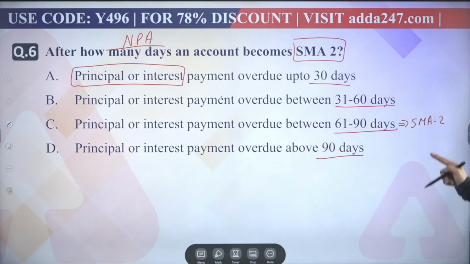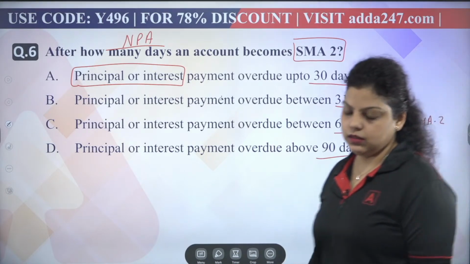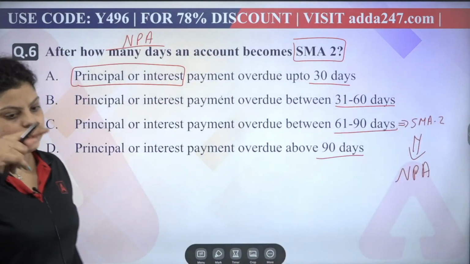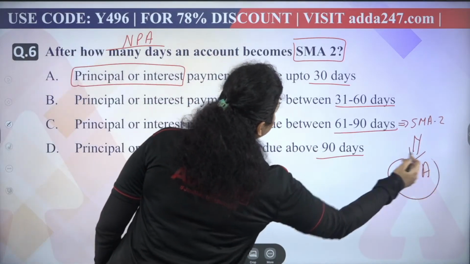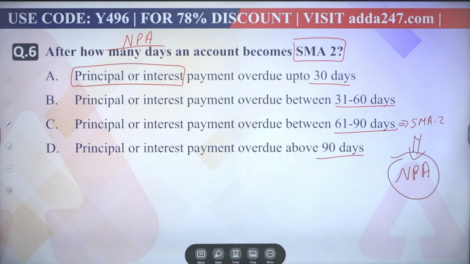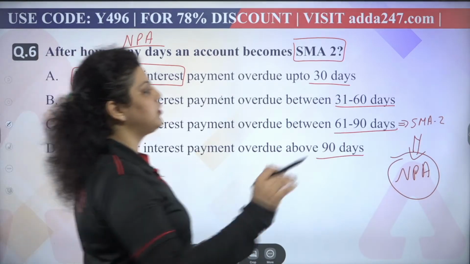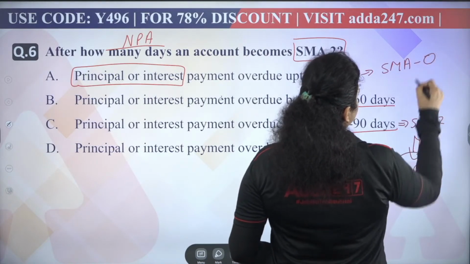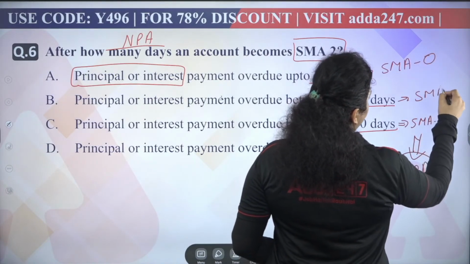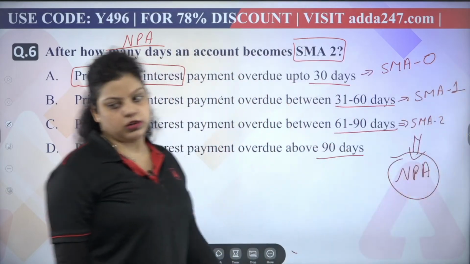After special mention account 2, the loan will go to the NPA, that is non-performing asset. If from 61 to 90 days the customer is not repaying the loan, then it will go to the NPA. So this is a special mention account. If the first installment does not come, it will be known as special mention account 0, then special mention account 1, and then special mention account 2.